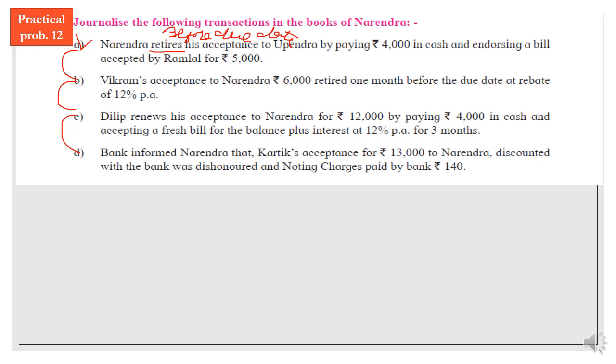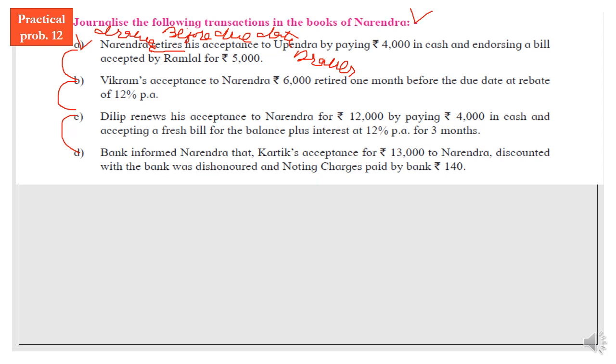We are in the books of Narendra, but first try to figure out the relation. In this sentence, Upendra is a drawer, students. Let me clear this up. Upendra is a drawer and Narendra is a drawee of Upendra. So Narendra has to pay 4,000 to Upendra.